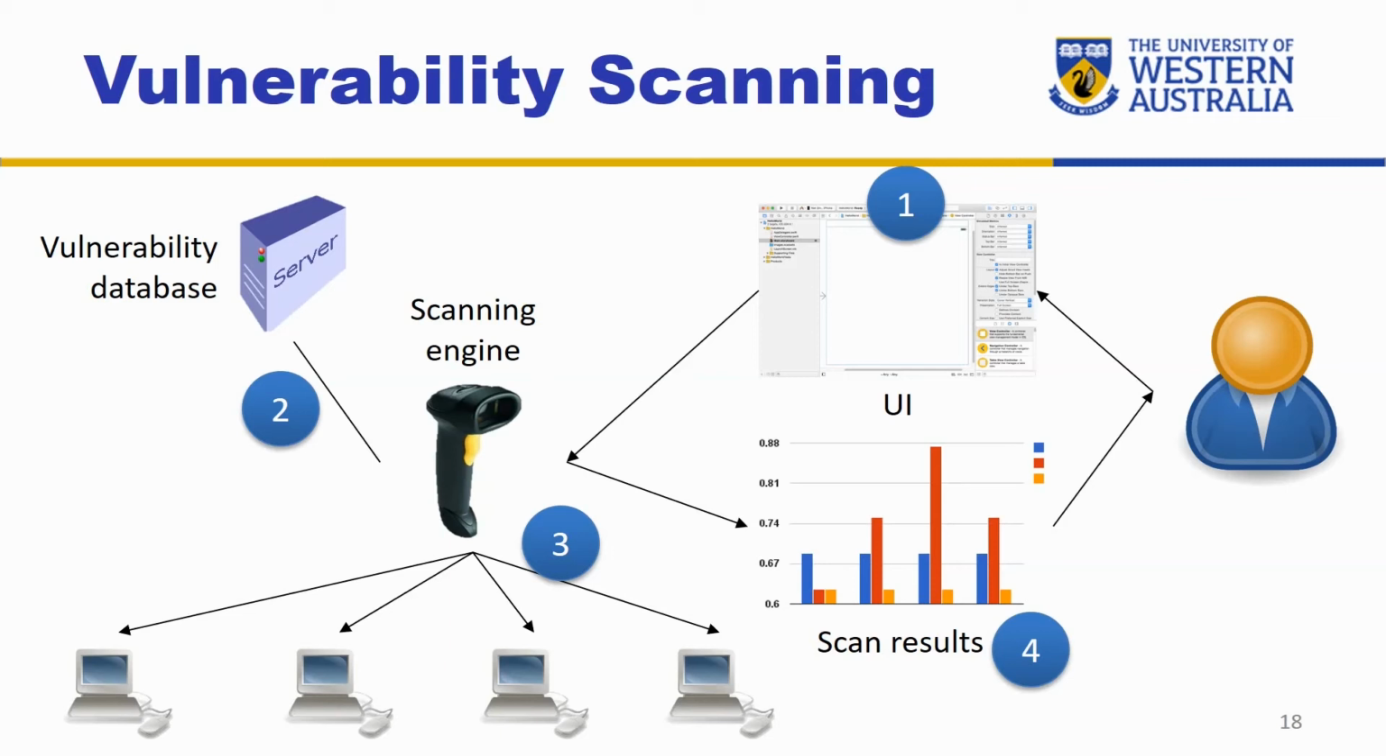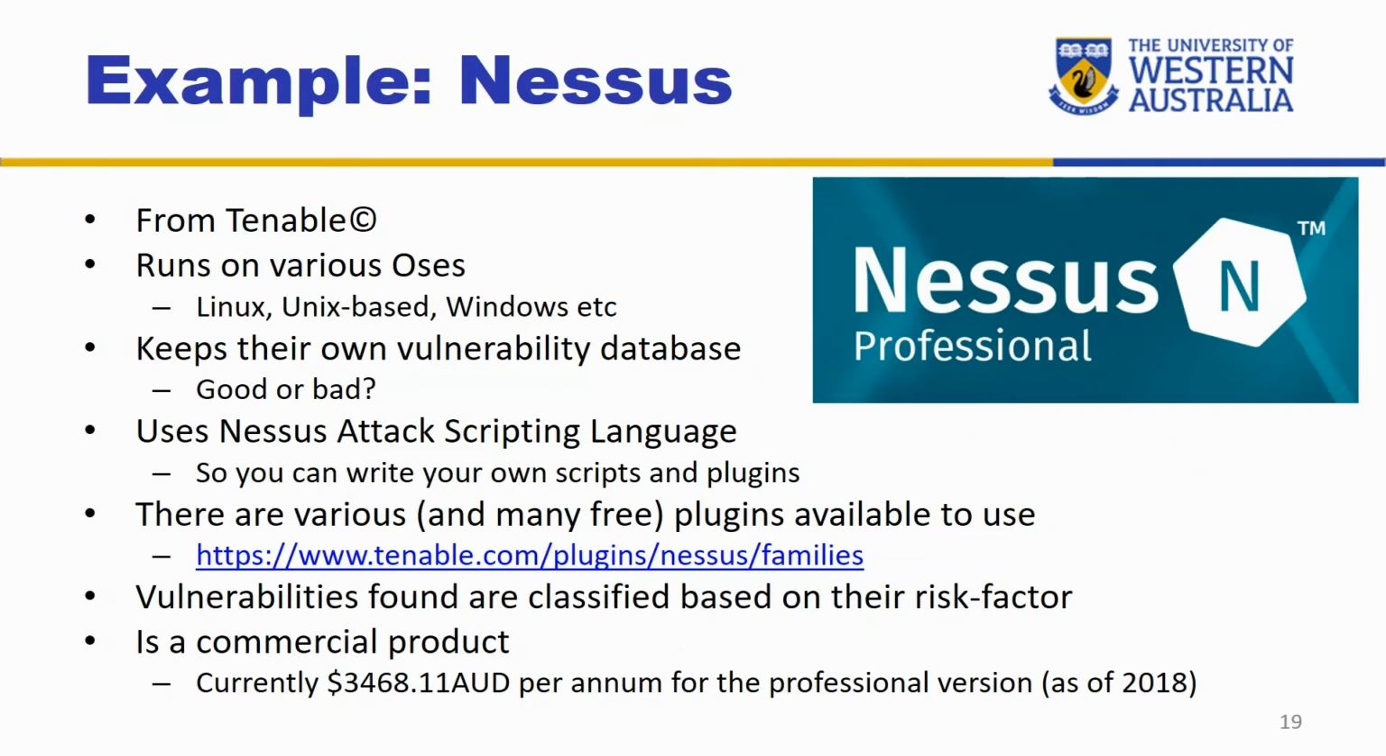So step 2 and 3 are done concurrently, but typically the scanning engine will refresh its database on startup from the server, and the scanning can be done to match and calculate to generate the report straight after step 3 locally. Then the scan results can be released back to the user at step 4 to overview what kind of vulnerabilities it has scanned and maybe some metrics associated with those vulnerabilities. Okay, so here's an example, Nessus.